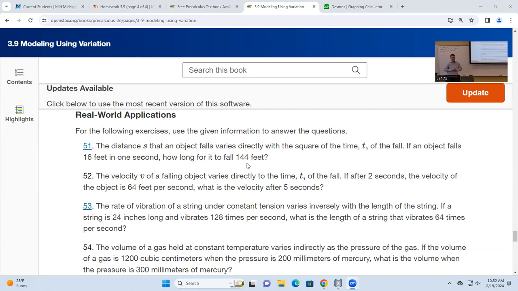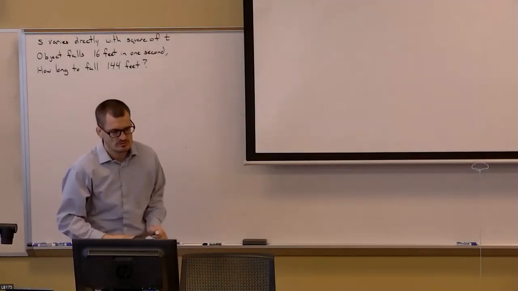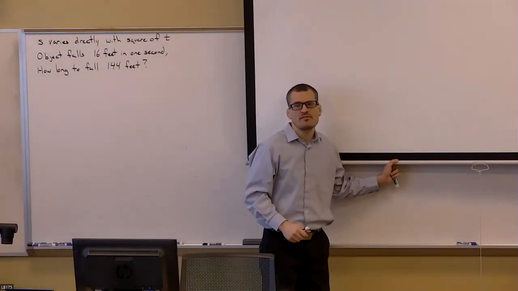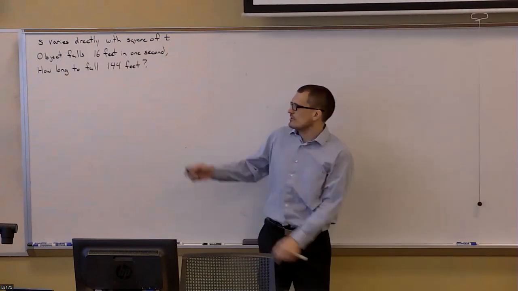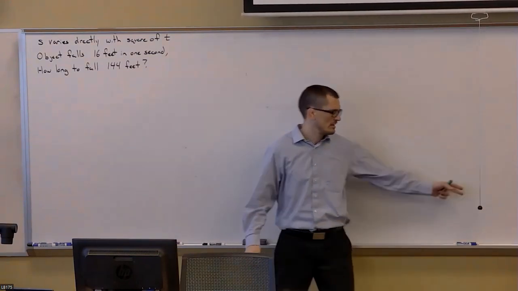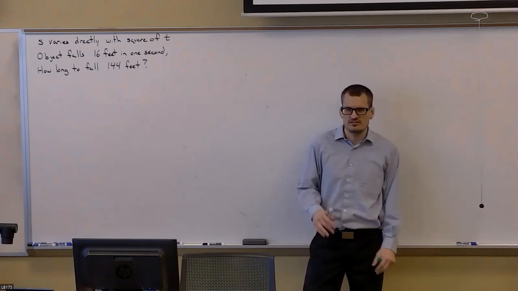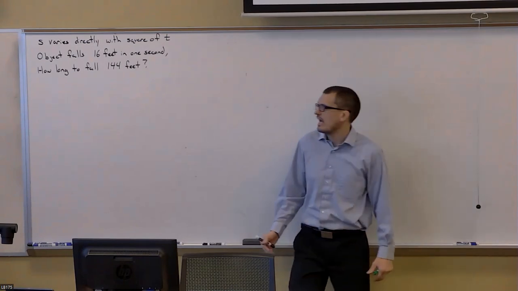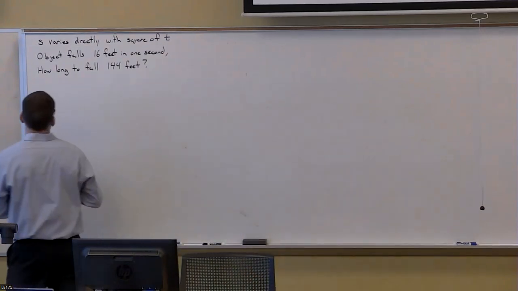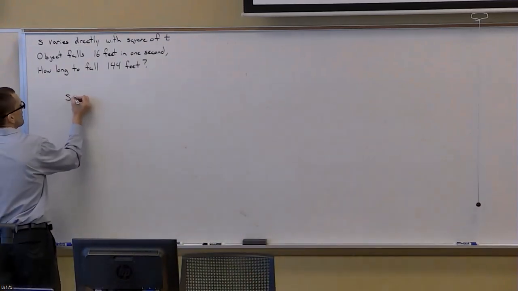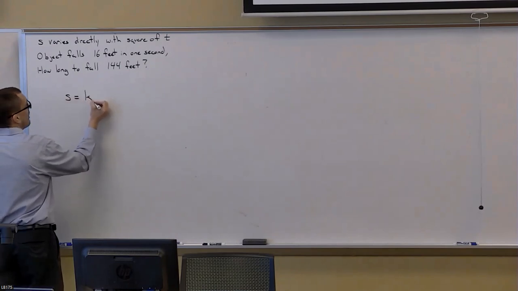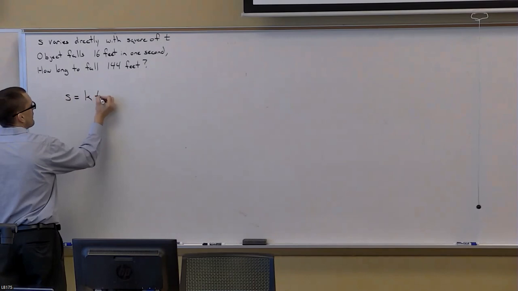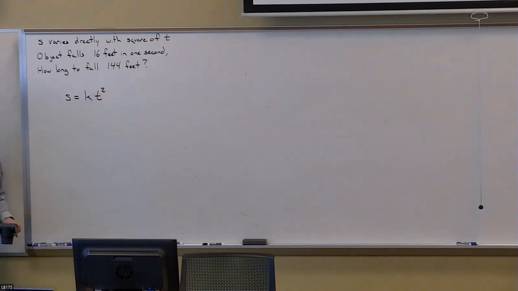Everybody okay with that? Notice that when you set it up, it's almost identical to the stuff we were just doing. S is the distance fall, varies directly with the square of t. So S is equal to K times t squared.